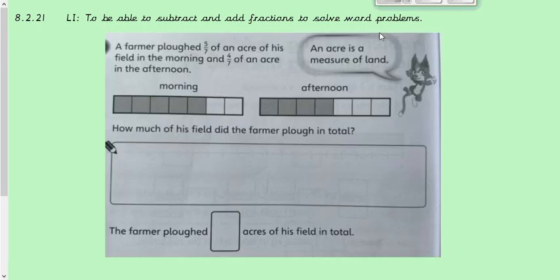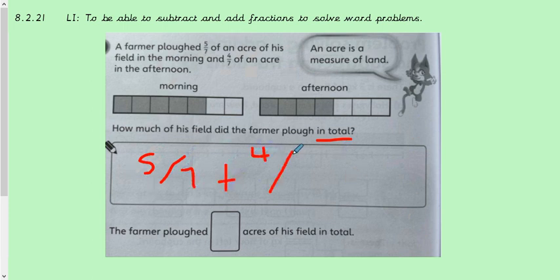Okay, time to go through the answers then. So the first one says, a farmer ploughed 5/7 of an acre of his field in the morning and 4/7 of an acre in the afternoon. How much of his field did the farmer plough in total? So in total means to add normally. So we are adding 5/7 because that's how much he ploughed in the morning, and 4/7 because that's how much he ploughed in the afternoon.